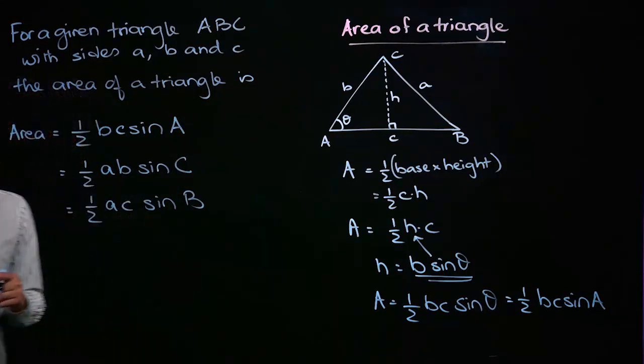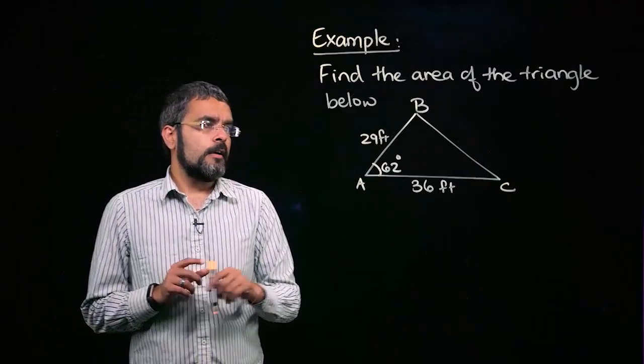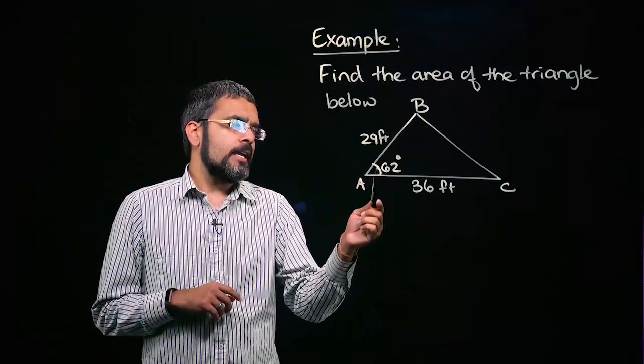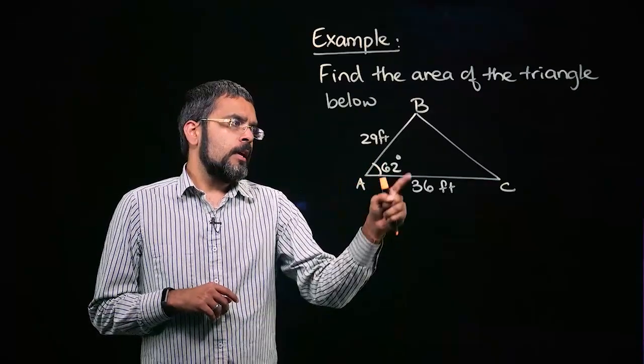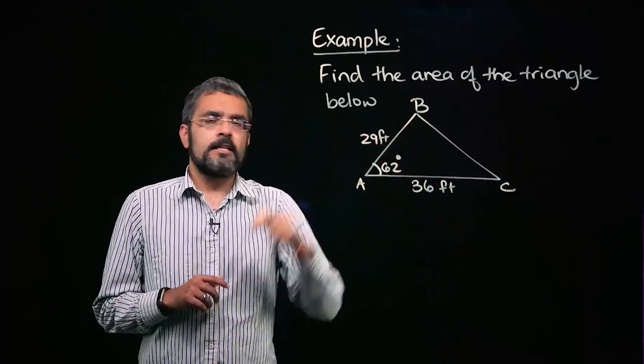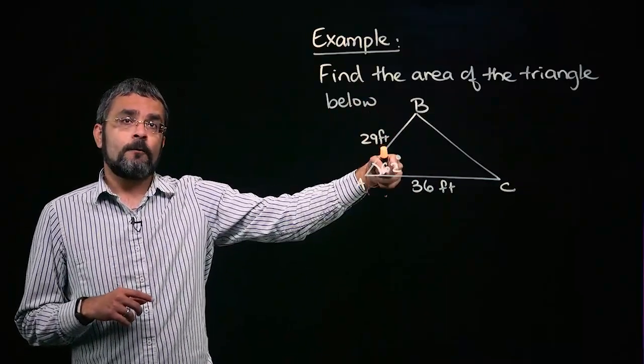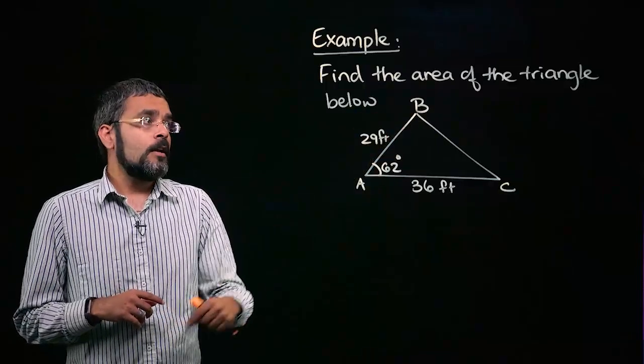So let's take an example. Find the area of the triangle here, where angle A is 62 degrees, side B is 36 feet, and side C is 29 feet. Now, notice here, I don't know what the height is, so I cannot use my formula 1/2 base times height. So what do I do here?